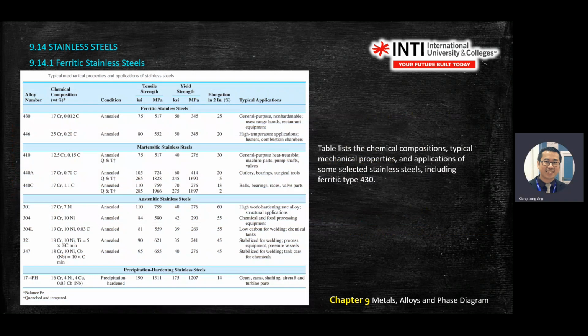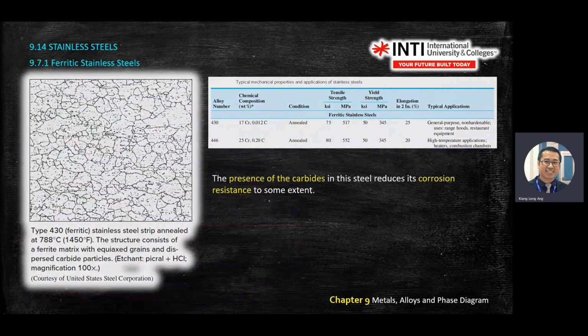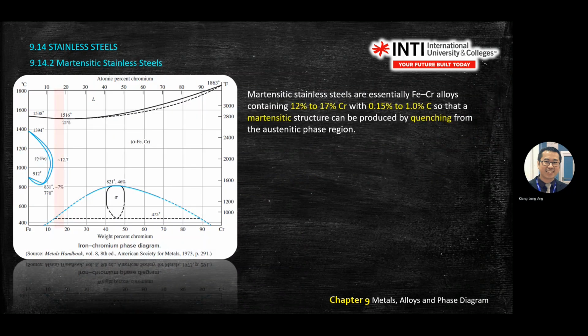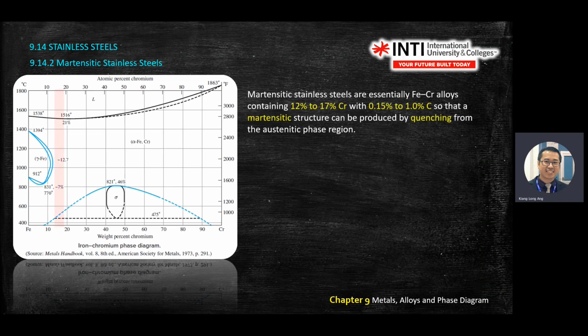So again, there's a table. If you work with this kind of material, you have the composition, the material strength, and so on. For mechanical engineers, we are more focused on the material strength or material properties, right? There's a long list of that. There's a certain chromium content, and let me highlight here.